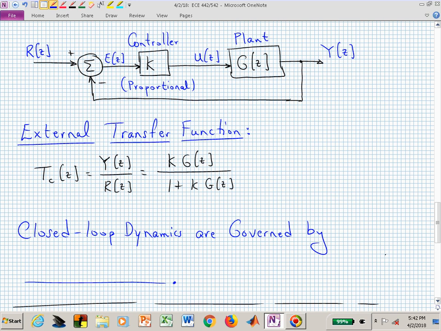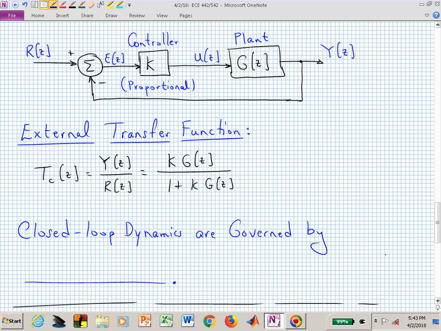So we now have our plant G of Z. What's going to give us our closed loop dynamics? G of Z is the plant. It has open loop dynamics. We now have applied a controller to that, K, and we've put it in a closed loop configuration. What do you examine in this transfer function to try to understand how it's going to behave in the closed loop?